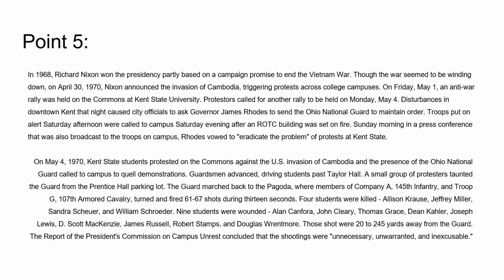On the back of the sign, it reads, "On May 4th, 1970, Kent State students protesting on the Commons against the U.S. invasion of Cambodia and the presence of the Ohio National Guard called to campus to quell demonstrations. Guardsmen advanced, driving students past Taylor Hall. A small group of protesters taunted the guard from Prentice Hall parking lot. The guard marched back to the pagoda, where members of Company A, 145th Infantry, and Troop G, 107th Armored Cavalry, turned and fired 61 to 67 shots during 13 seconds.